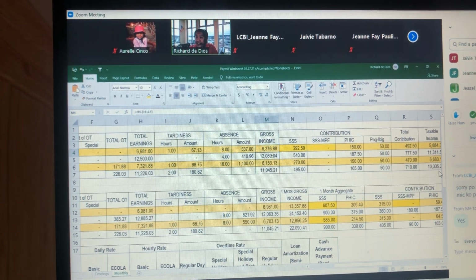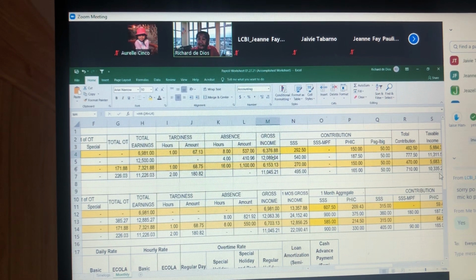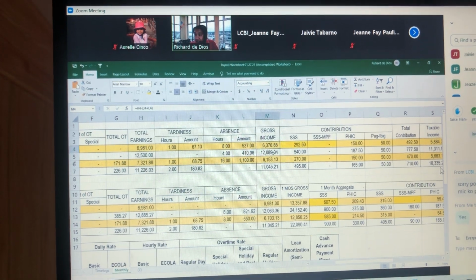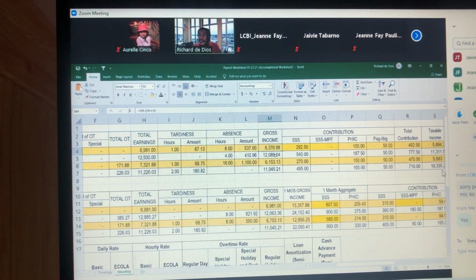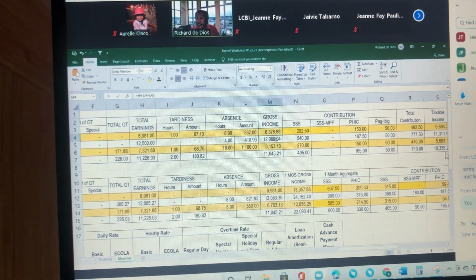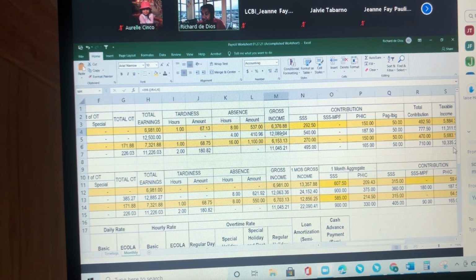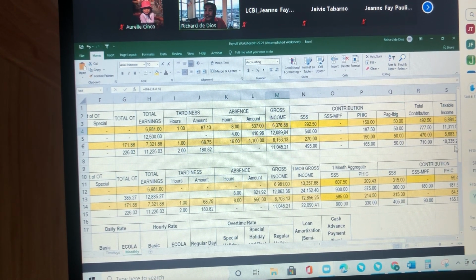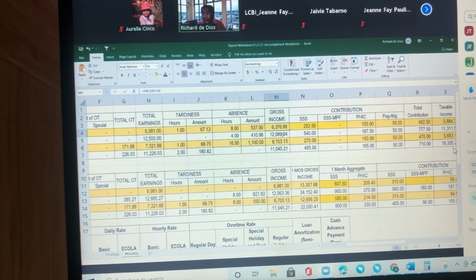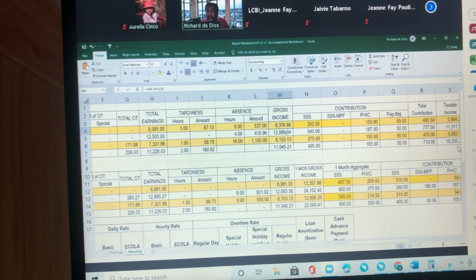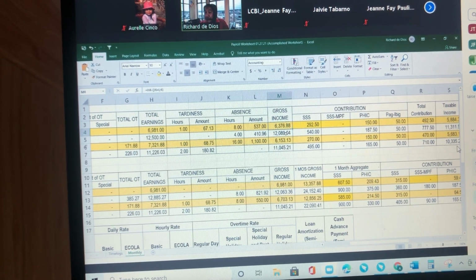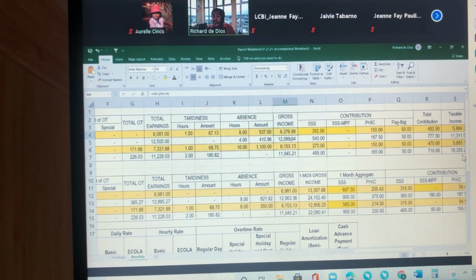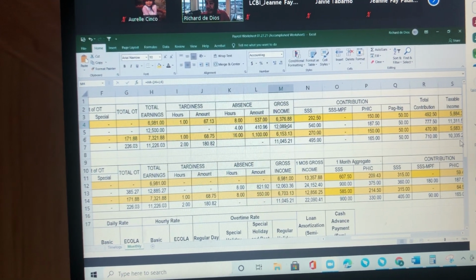PhilHealth is the same, right? 3%. The 6,376 is below 10,000, which is the floor amount. So in this case, automatically, pag 10,000, 3% is 300. And 300 yung total, so hahatiin mo to 50% employer, 50% employee. So that's 150. Okay? If you take 12,000, 89.04, above 10,000 na yan, so pwede yung i-apply yung 3%. If you apply 3% and you divide it by 2, you'll get 187.50. And so on and so forth.